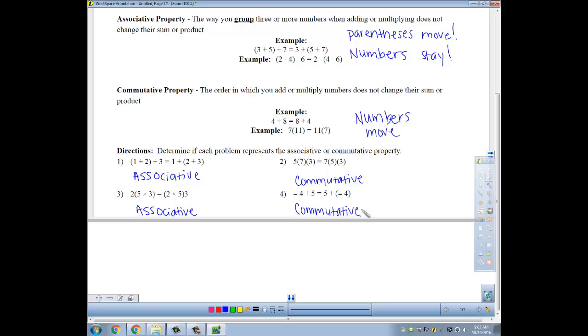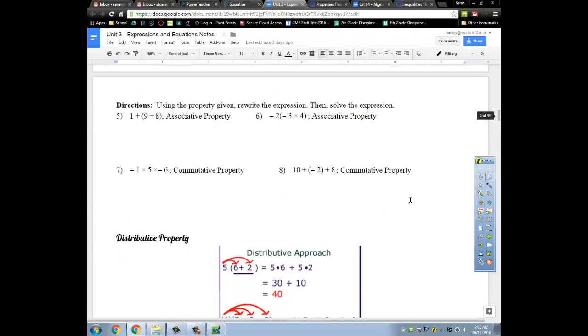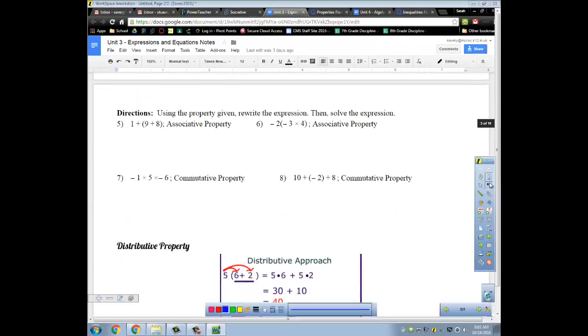Okay, so we're going to move on to the next page. Four more questions. These say, using the property that we're given, we want to rewrite the expression and then solve it. So sometimes rewriting a problem will help you solve it quicker.